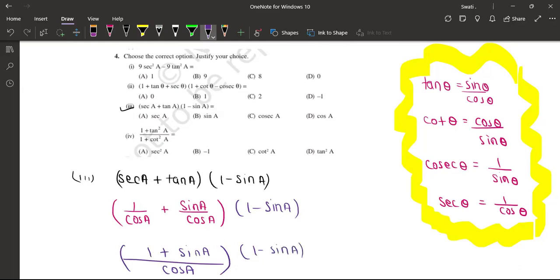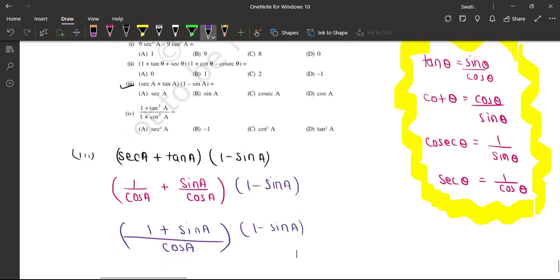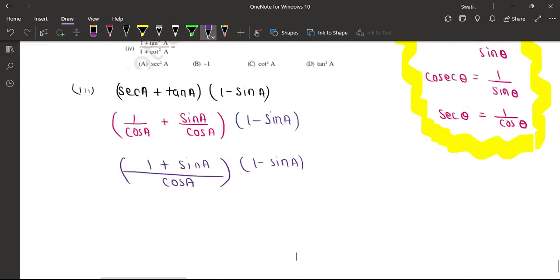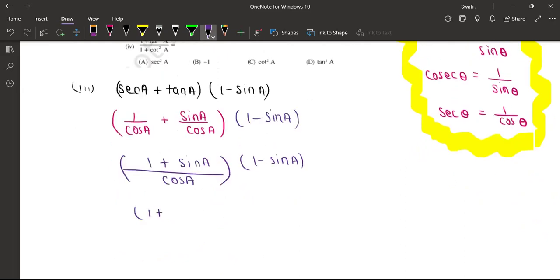Now don't you think that in the numerator, 1 plus sin A and 1 minus sin A are actually being multiplied? So it's 1 plus sin A into 1 minus sin A, right? And then upon cos A as it is. You understand this?